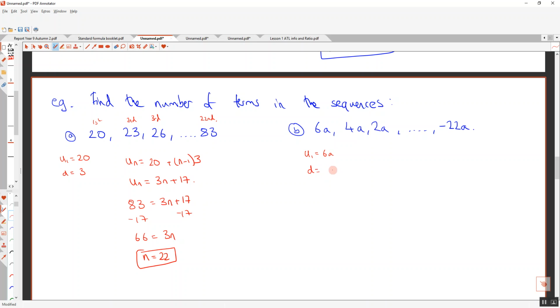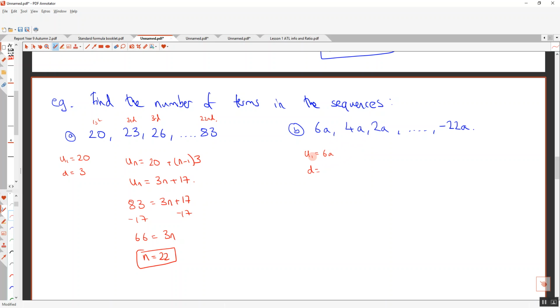2a? Or negative 2a? Isn't the difference of b negative? Yeah, because you can add on a negative number. Yeah, this is where I got confused. What am I adding on to 6a to get to 4a?